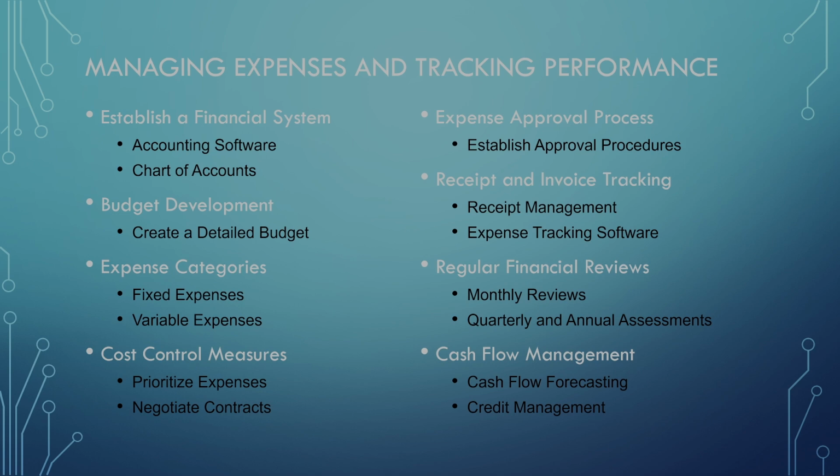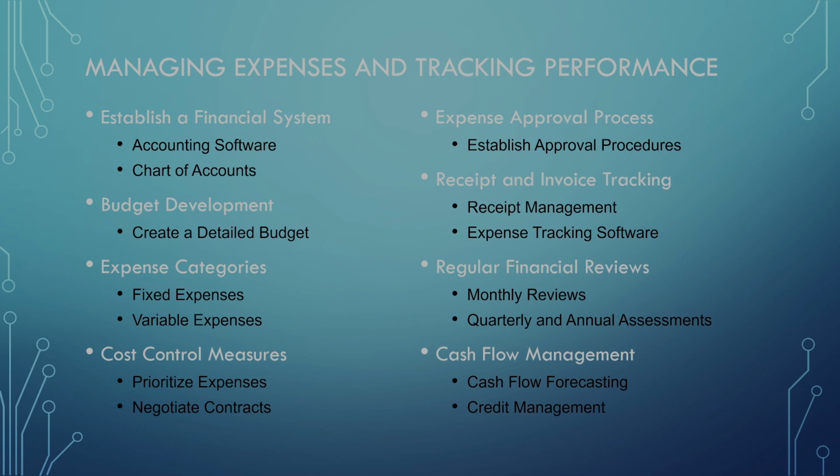Expense approval process. Establish approval procedures. Implement a clear process for approving expenses. Define who has the authority to approve purchases and ensure adherence to the budget. Receipt and invoice tracking. Receipt management. Implement a system for tracking receipts and invoices. This can be done digitally or through a physical filing system. Expense tracking software. Utilize expense tracking software to automate the process. This enhances accuracy and reduces the likelihood of errors.